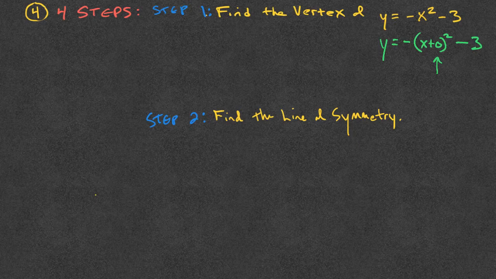Again, we're going to use the opposite of whatever the number is inside the parentheses. The opposite of 0 is just 0. There's no opposite to it, really. And then the negative 3.